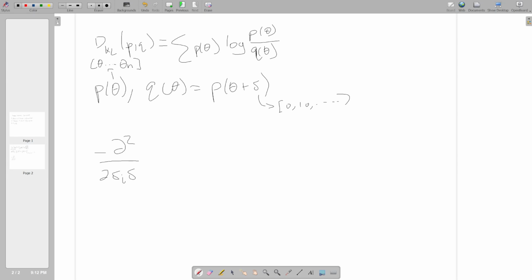So we have this partial derivative with respect to this summation here, p of theta log p of theta over p of theta plus delta. And once again, these are vectors here. Maybe I should designate them some way. I'll put a little arrow above them. That's probably for the best.